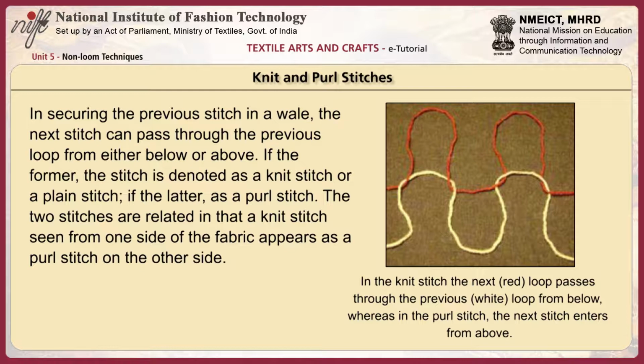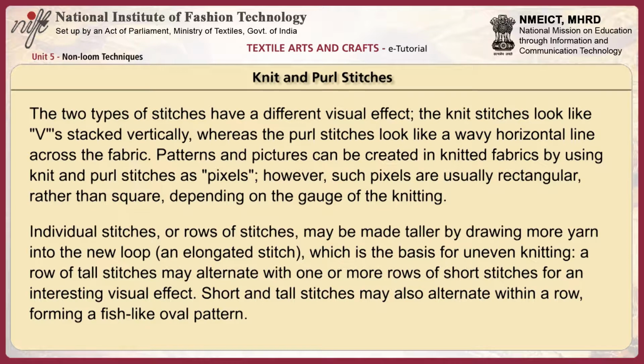The two stitches are related in that a knit stitch seen from one side of the fabric appears as a purl stitch on the other side. The two types of stitches have a different visual effect. The knit stitches look like V's stacked vertically, whereas the purl stitches look like a wavy horizontal line across the fabric. Patterns and pictures can be created in knitted fabrics by using knit and purl stitches as pixels. However, such pixels are usually rectangular rather than square, depending on the gauge of the knitting.